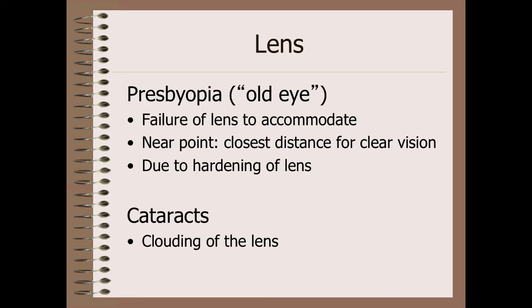Another condition of the lens that occurs with age is the development of cataracts. Cataracts are opacities in the lens, which can be caused by a variety of things. They can either be quite small or can fill the entire lens. About 75% of people over the age of 65 have some sort of cataract, and about 95% of people over the age of 85 do.